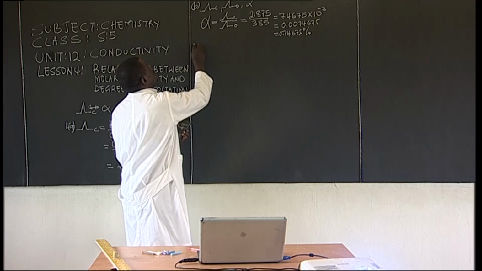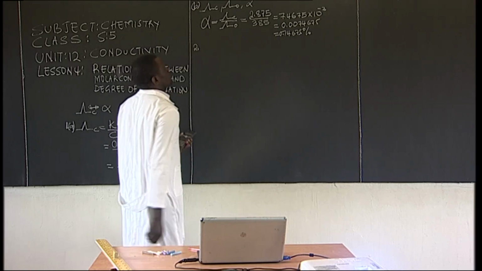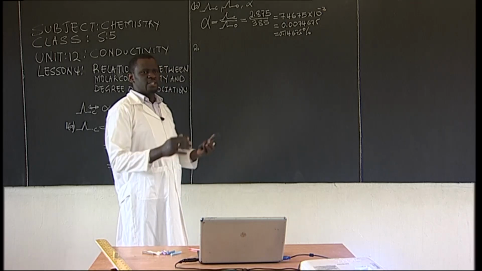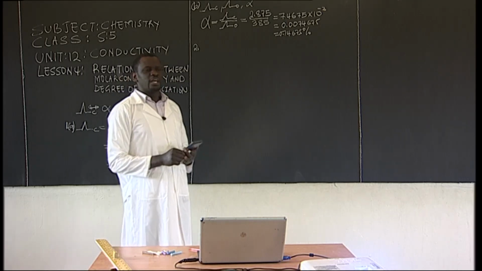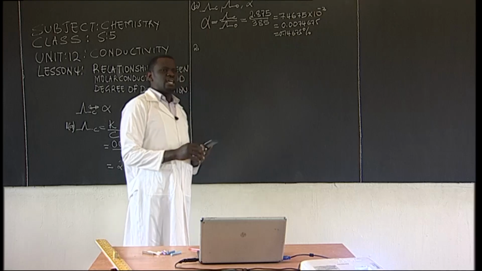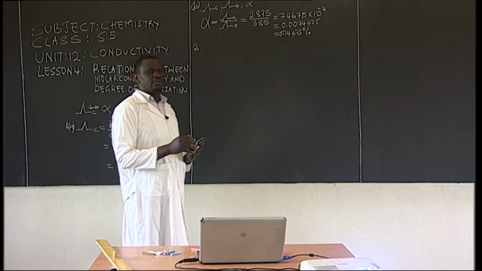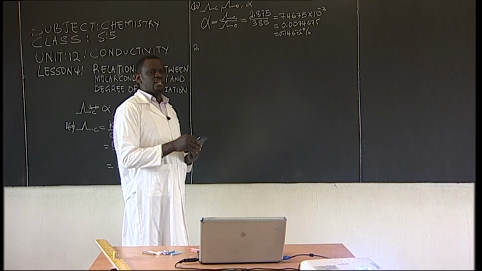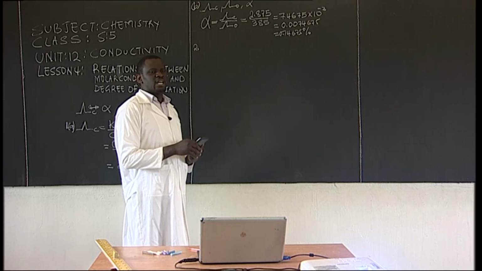So we quickly go to number 2. Number 2 is quite more elaborate. They are asking the degree of dissociation, the degree of ionization, and the acid dissociation constant, or the acid ionization constant, Ka. And then the pH of the acid.